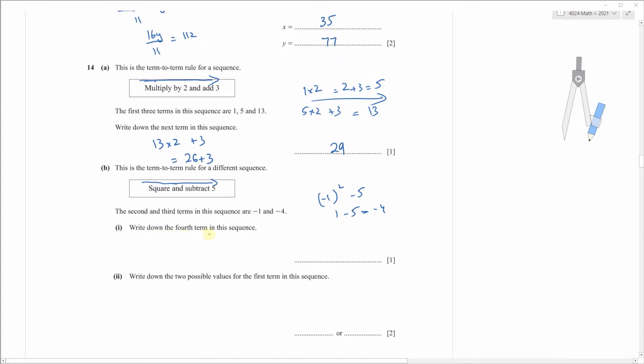Write down the fourth term in this sequence. You're given the third term is minus 4. So minus 4 squared and then subtract 5. Minus 4 squared is 16, minus 5, which is 11.